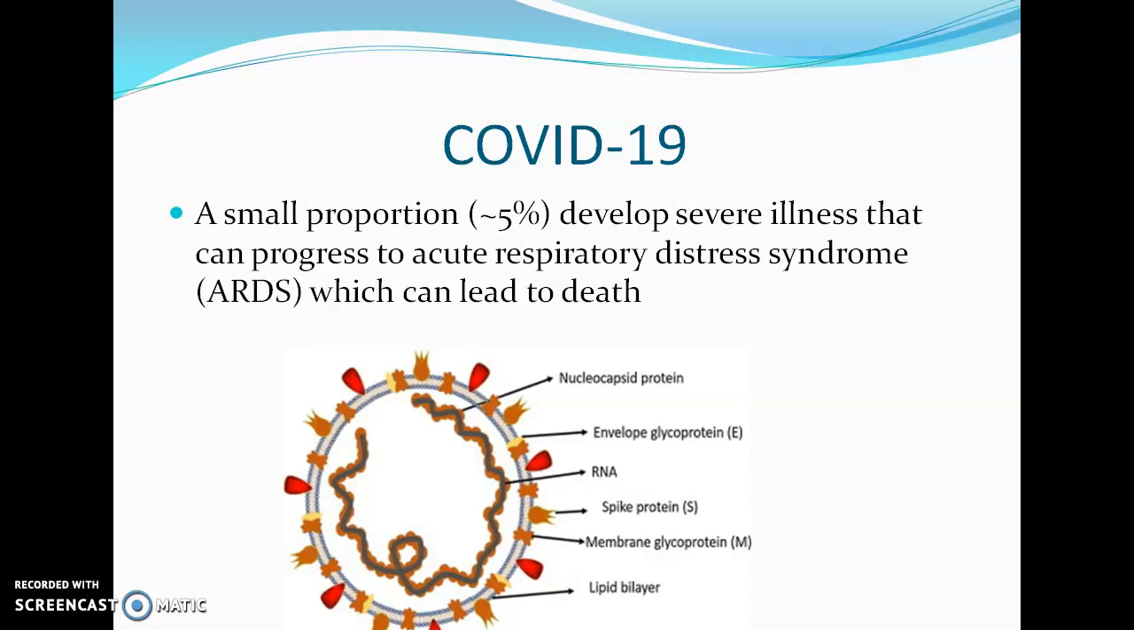First, we have to understand what this virus contains. This virus is a single-strand positive-sense RNA virus, and it contains various proteins like envelope proteins and membrane proteins. The spike protein in particular helps in the entry of the virus inside the host cells. There are other components of the virus, the RNA and then the nucleocapsid protein.